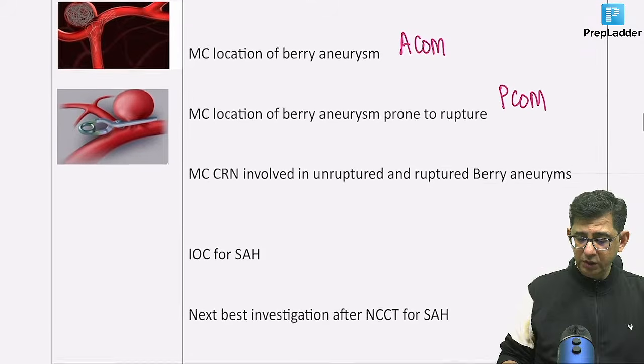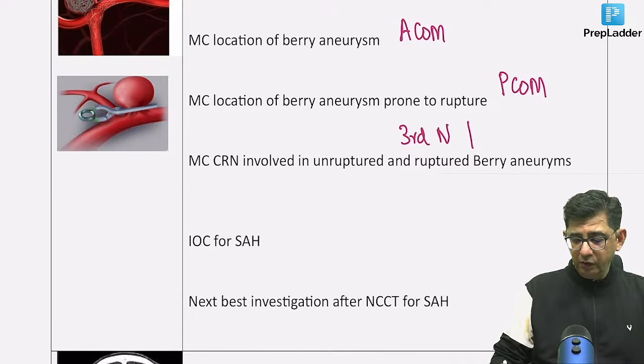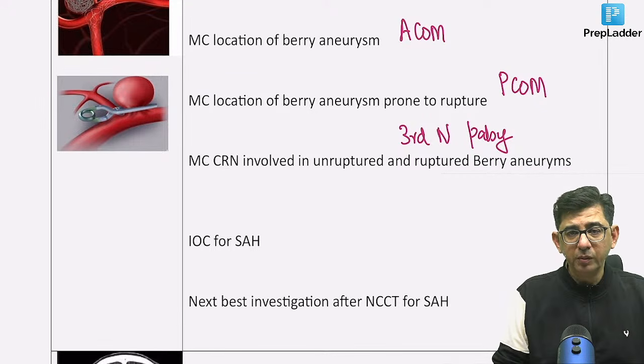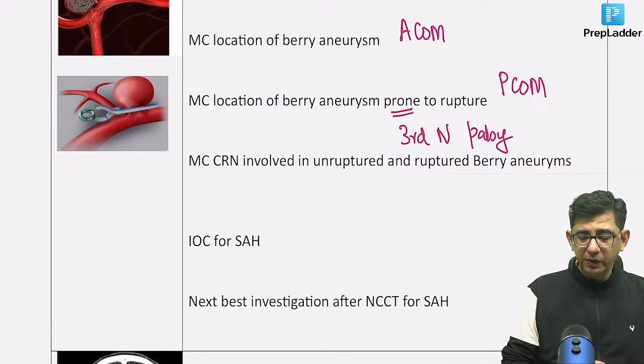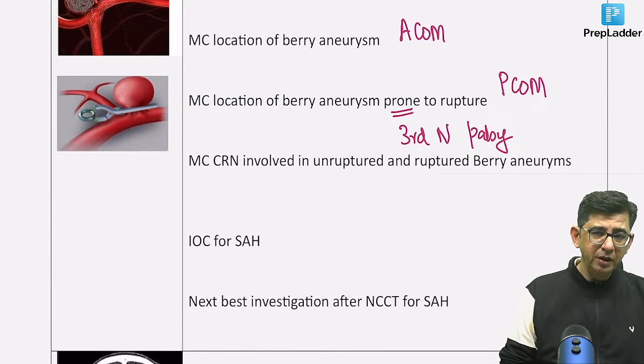And if he says what is the cranial nerve that would be involved in this case, then it is the oculomotor nerve that would be compressed by both unruptured as well as a ruptured berry aneurysm. The PCOM aneurysm is going to be much bigger in size, so that is why it's going to be more prone to rupture in a patient. And both in ruptured and unruptured, it's the oculomotor nerve that would be involved.